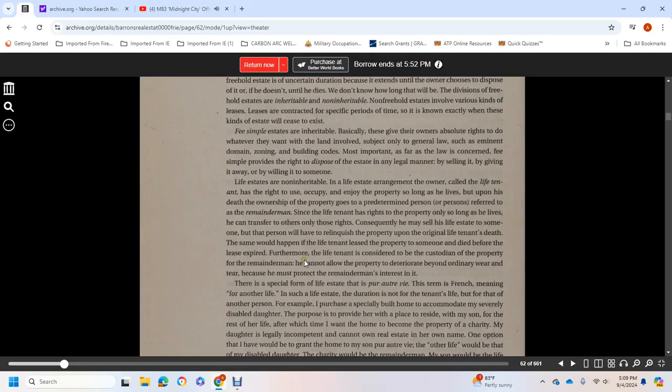The same would happen if the life tenant leased the property to someone and died before the lease expired. Furthermore, the life tenant is considered to be a custodian of the property. For the remainderman, he cannot allow the property to deteriorate beyond ordinary wear and tear because he must protect the remainderman's interest in it.